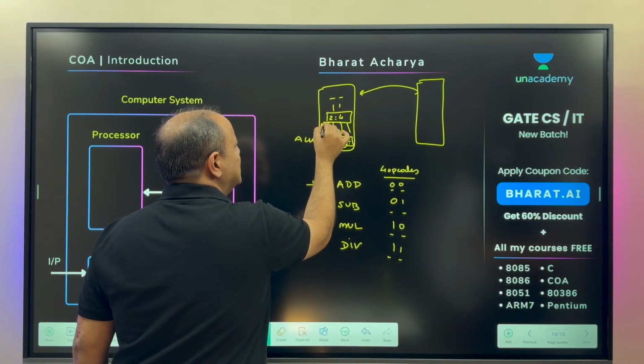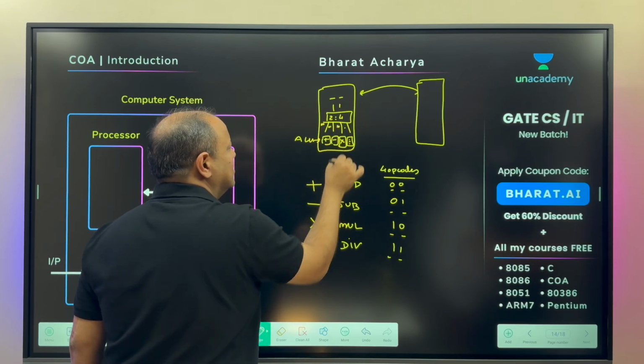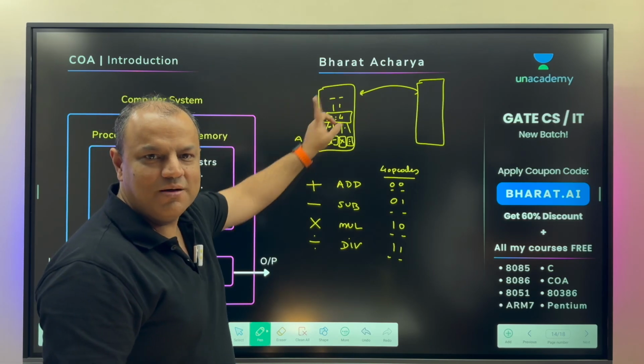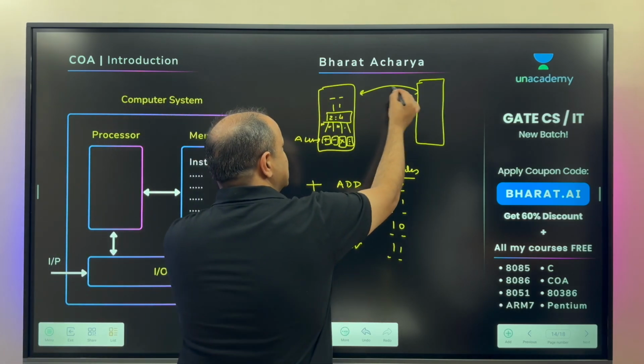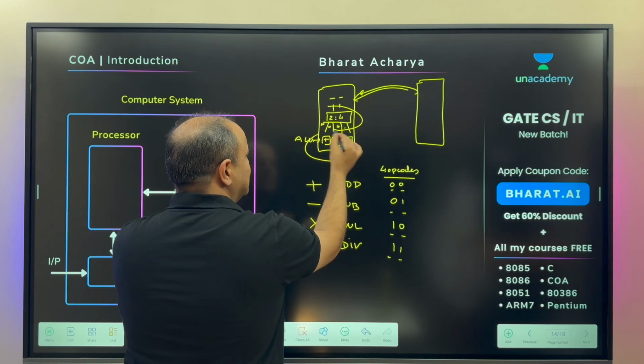If the inputs are 0, 0, it will trigger the circuit. 0, 1, it will trigger the circuit. 1, 0, it will trigger the circuit. 1, 1, it will trigger the circuit. That's how add comes here, subtract comes here, multiply comes here, divide comes here. This is fetch, this is decode, this is execute.